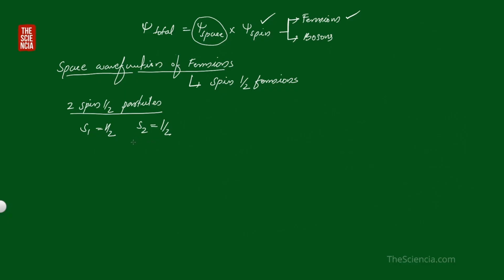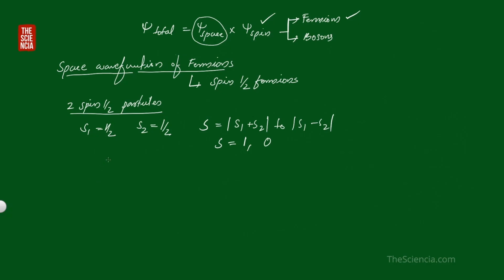If these particles are interacting, then spin coupling will happen and we will get the net spin of these two particles as S1 plus S2 to S1 minus S2. That is, S1 plus S2 is half plus half, that is 1, and S1 minus S2 is half minus half, that is 0. That is S equal to 1, 0. The spin after coupling of these two particles is 1 and 0.